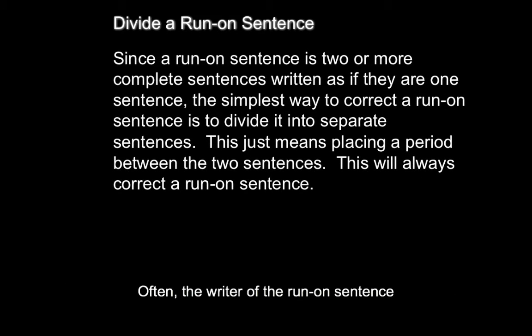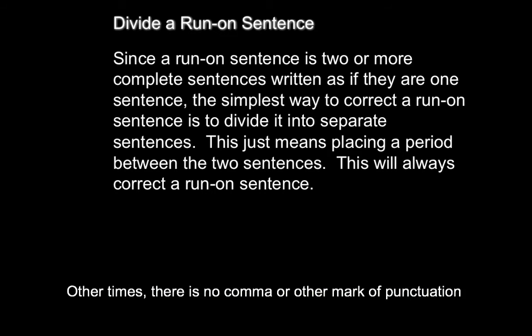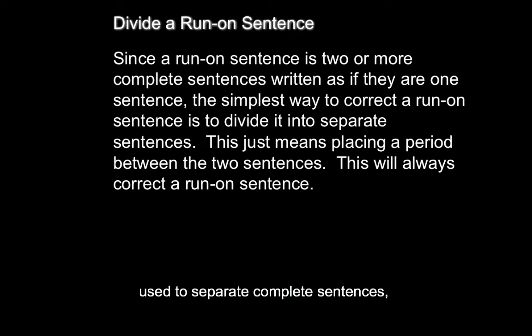Often the writer of the run-on sentence will mistakenly use a comma instead of a period to separate two sentences, and this is sometimes called a comma splice. Other times there is no comma or other mark of punctuation used to separate complete sentences, and these can be more difficult to correct. But if you can figure out where one sentence ends and the next one begins, you can always correct the run-on sentence by placing a period in between the two sentences.